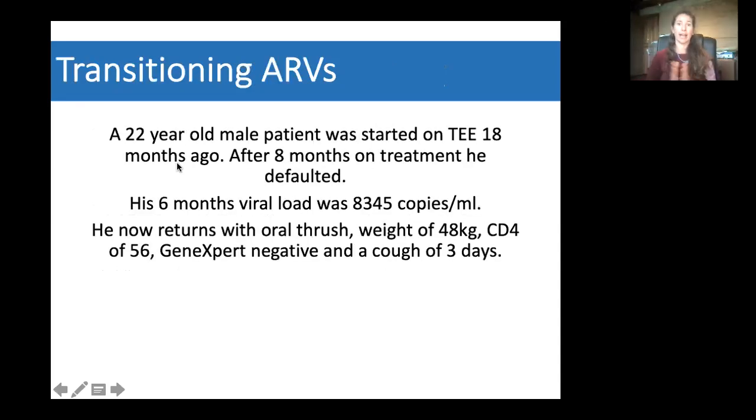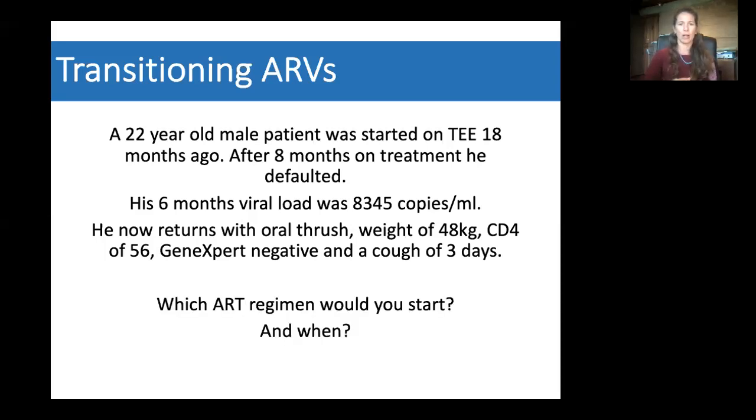So let's make this a bit trickier, especially now after COVID. A 22-year-old male patient, started on TEE about 18 months ago. After 8 months on treatment, he defaults. His 6-month viral load, just before that, was 8,345, and there are notes of adherence issues. Now he returns because he's sick. He has oral thrush, a weight of 48 kilograms, and his CD4 is 56. The nurse in the clinic has already done a GeneXpert, which was negative, but he's had a cough for the last few days, and his COVID test was negative as well. So now what do we do with the ARVs?